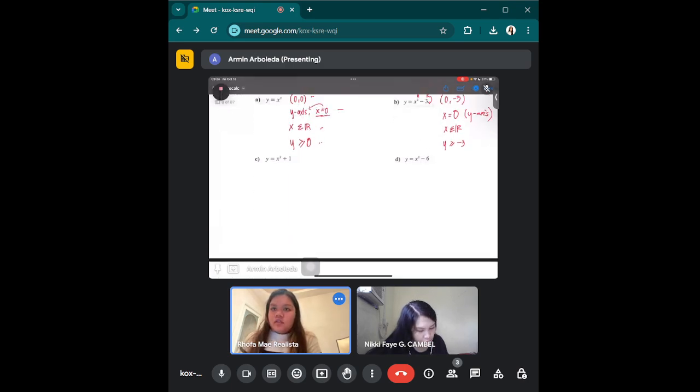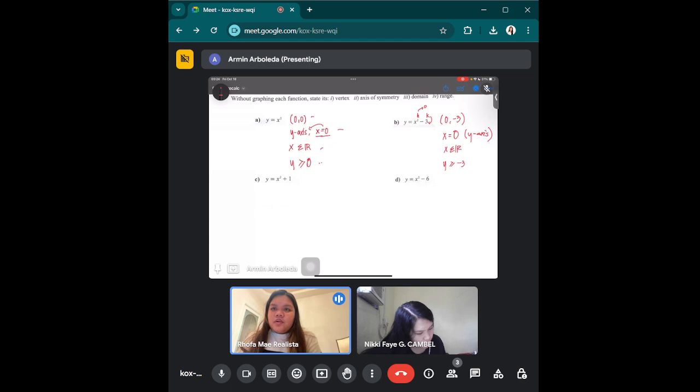Okay. How about sa letter C? Zero and then one. 0 and then 1. How about your axis of symmetry? Zero. x is still equal to 0 or your y-axis, okay? Yep. Your domain, all real numbers, and then your range would be what? Any number more than or equal to 1. More than 1 and including 1, okay?